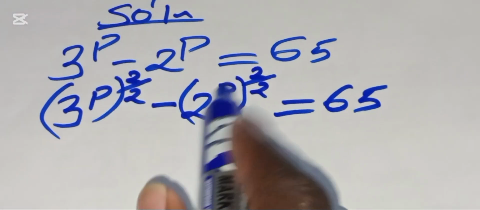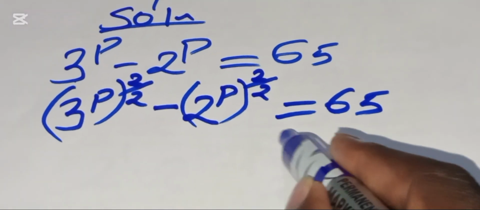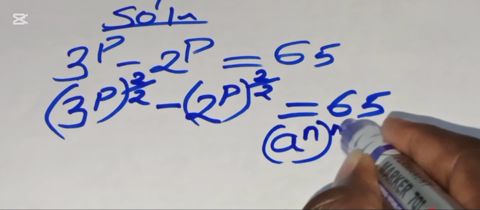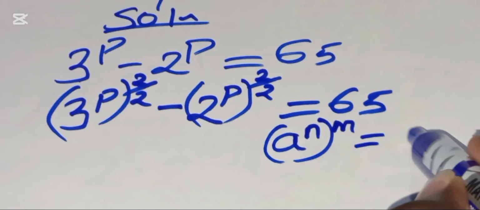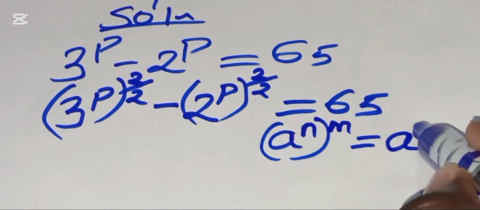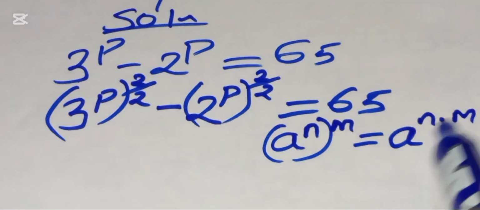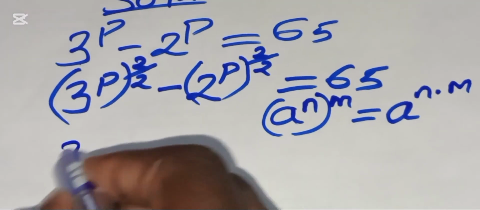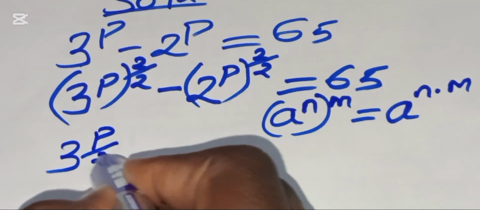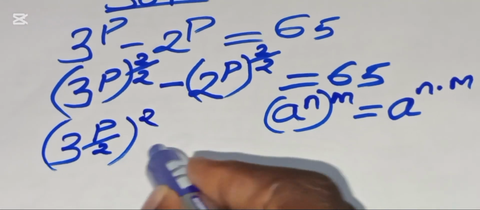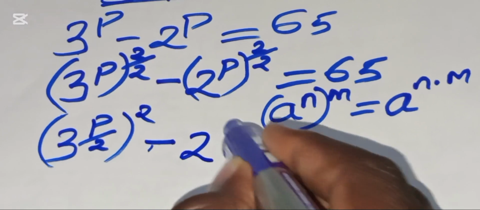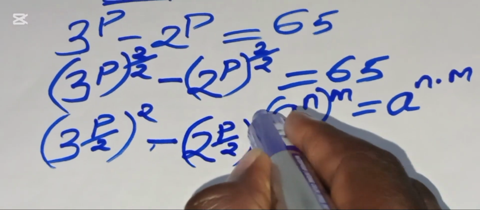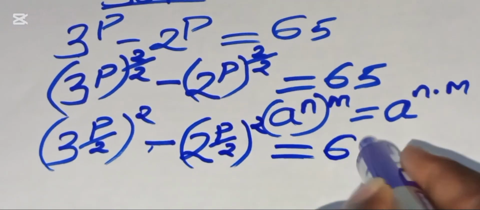Now, applying the indices identity that a raised to power n, raised to power m, can be expressed as a raised to power n multiplied by m, we're going to have 3 raised to power p over 2, squared, subtract 2 raised to power p over 2, squared, and this is equal to 65.